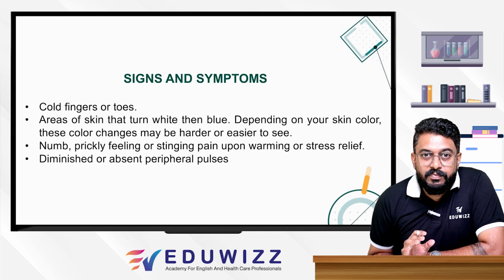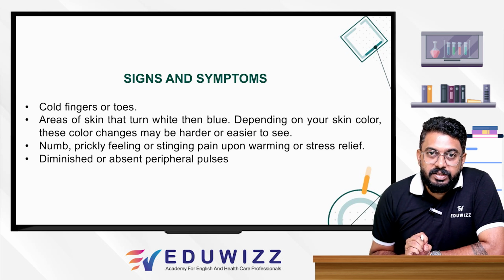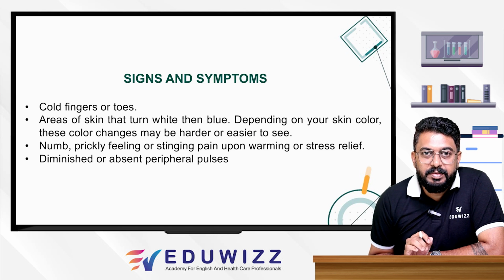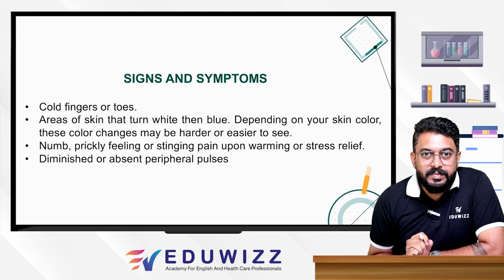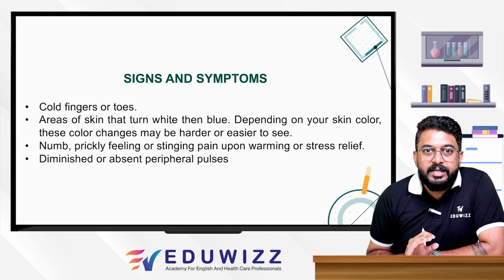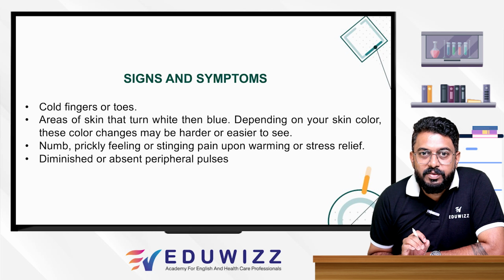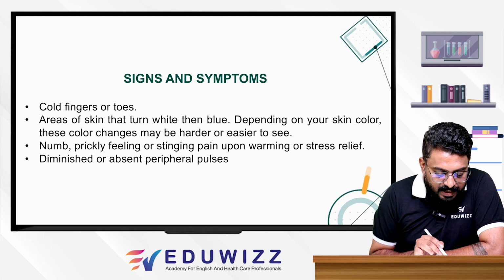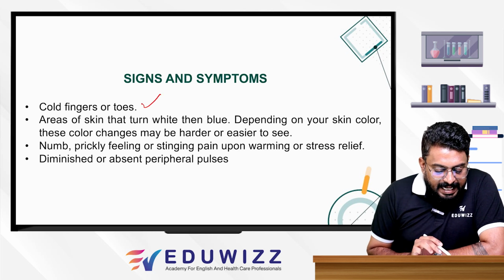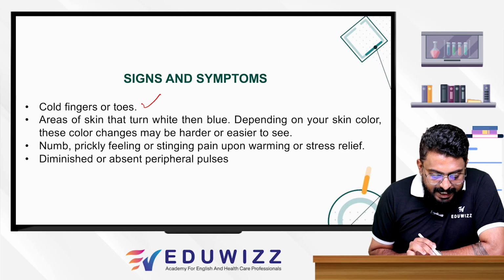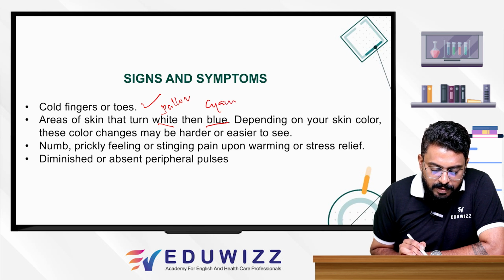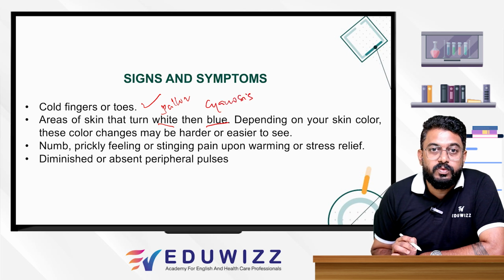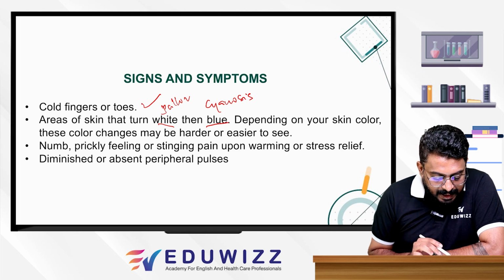So first thing, if the circulation is diminished, the skin temperature will be low. Our skin temperature will be cold. If there is proper circulation, it will be warm, and if there is diminished circulation, it will be cold. So cold fingers and toes. Areas of skin that turn white then blue. Just like we said, first it will be pallor and then cyanosis. It will turn into a bluish discoloration due to low oxygen supply.